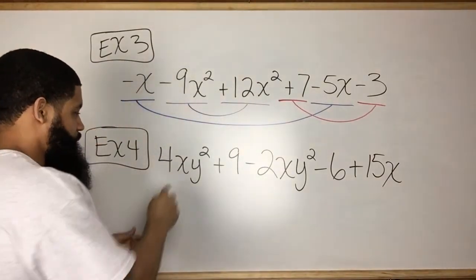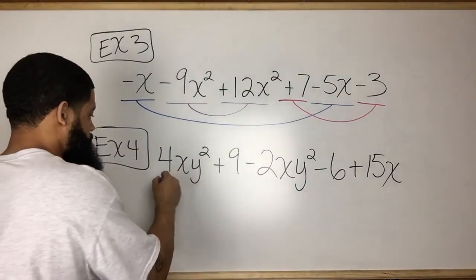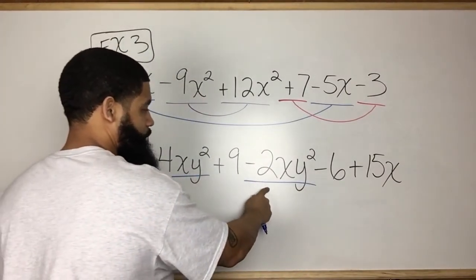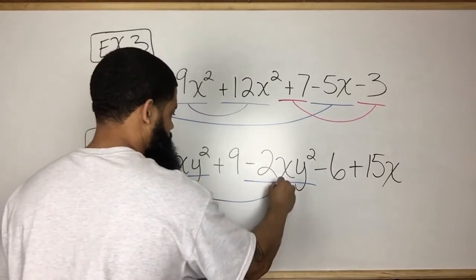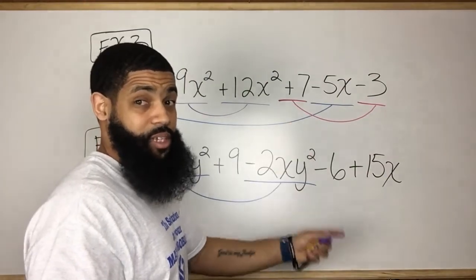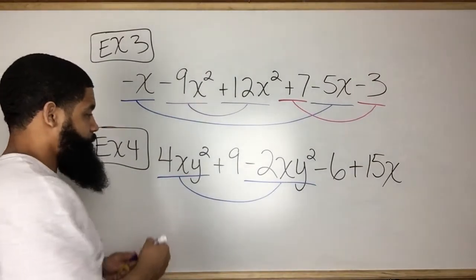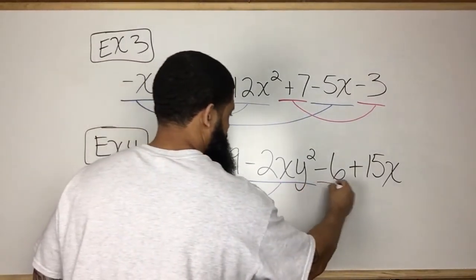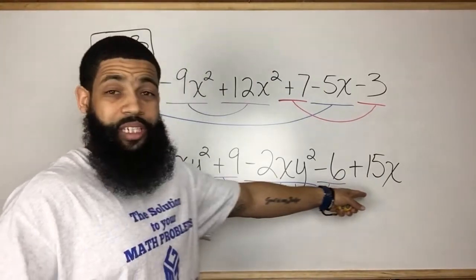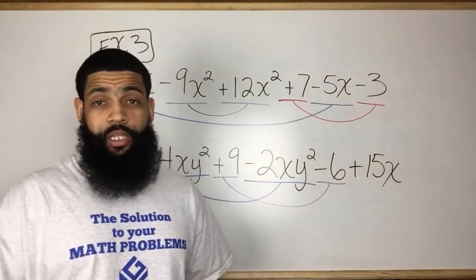Now notice we have xy squared, okay? So these are like terms. 4xy squared and negative 2xy squared. Those are like terms, okay? Notice I didn't connect them to the 15x because it has to have xy squared, okay? And then we have 9 and then minus 6. Those are like terms. Notice the 15x doesn't have a like term, okay? And that's okay. Sometimes you'll have a term that doesn't have a like term.